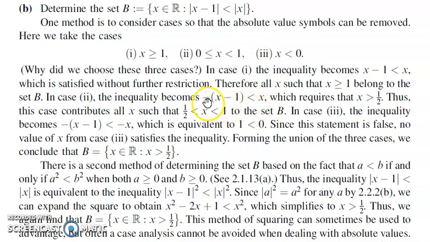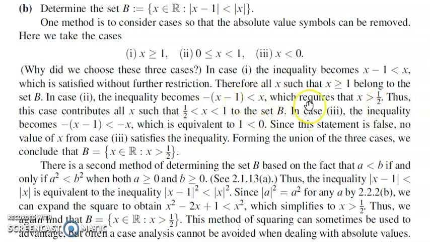So, we get minus of x minus 1 less than x. So we move this minus x onto the right hand side. So we get minus 1 is less than 2x. Simplifying, we get x is greater than 1 by 2. So when x is in between 0 and 1, all those x which are greater than 1 by 2 satisfy this inequality.